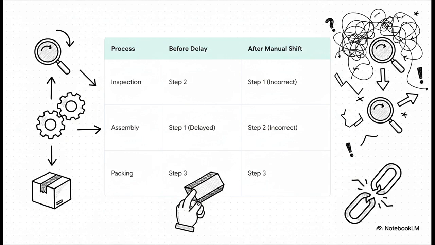So the process is supposed to go assembly, then inspection, then packing. Simple enough. But assembly gets delayed. In your manual spreadsheet, you just drag the assembly bar to the right, and look what happens. Total chaos. Your chart now says that inspection is happening before assembly. The entire logical flow of your project is completely broken.